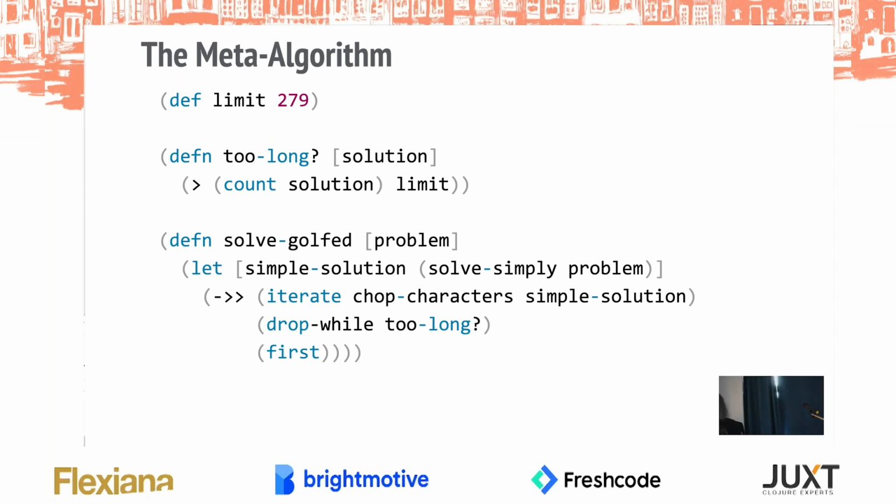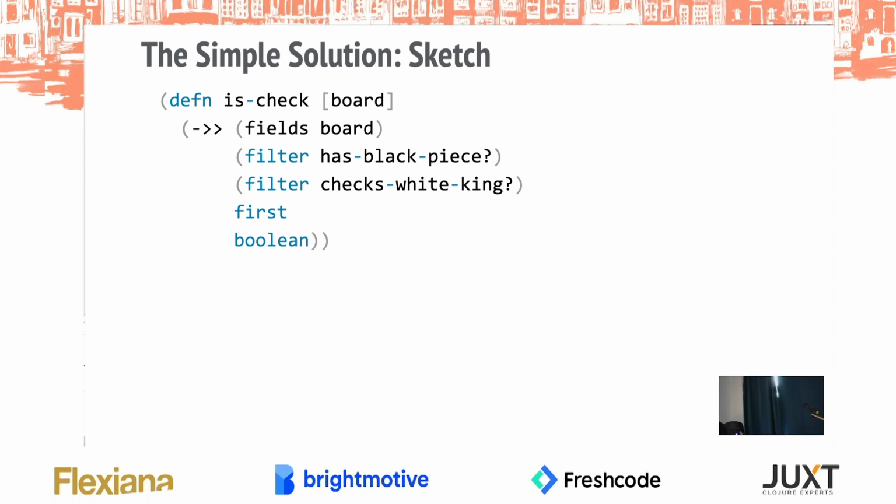So how do we go about checking whether the king is in check? We start with iterating over the fields of the board, filtering out the black pieces, filtering out the one that checks the white king. And if we find them, then we return true, otherwise we return false.